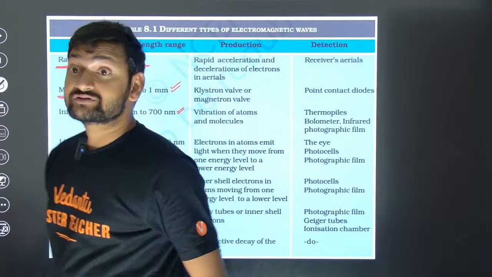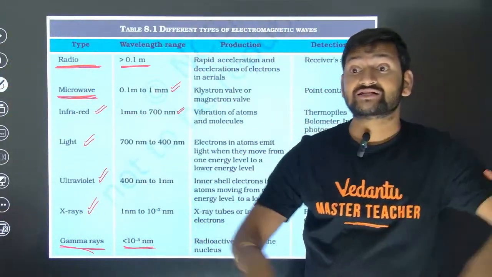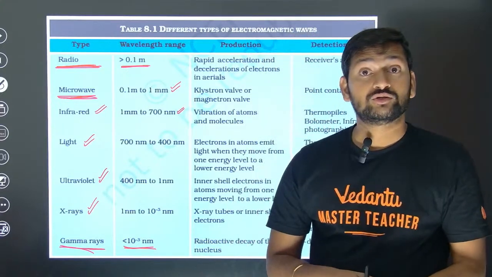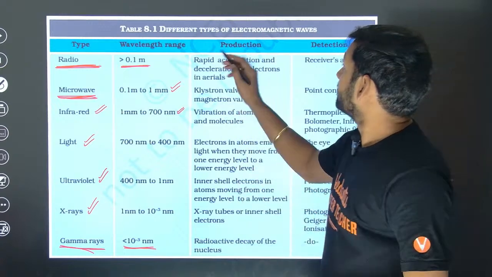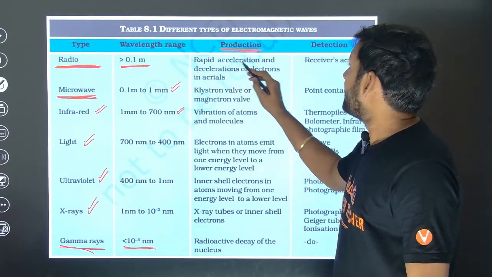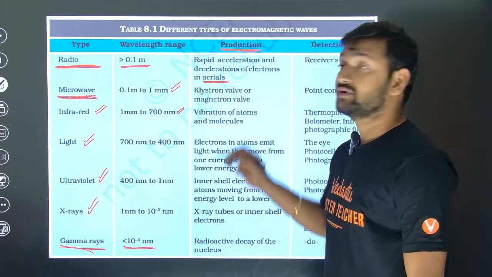Now what I have seen over the years is that they are giving match the column kind of questions, and they are asking how the radio waves are going to be produced. So production: radio waves are produced by rapid acceleration and deceleration of electrons in aerials. You have to mug it up.